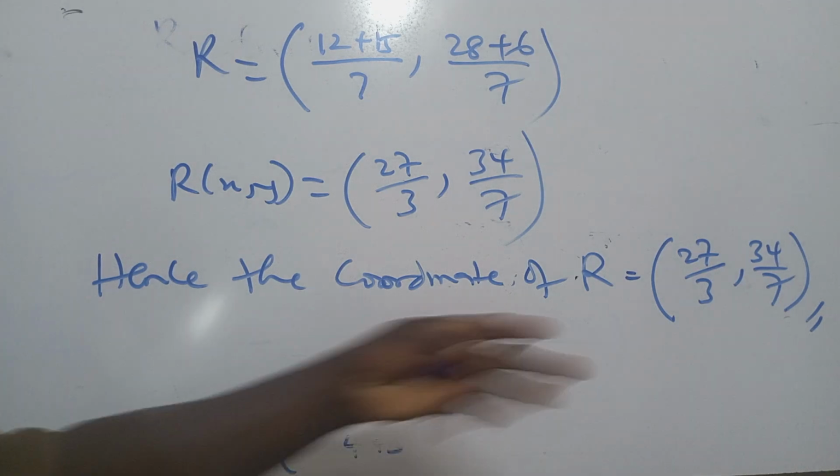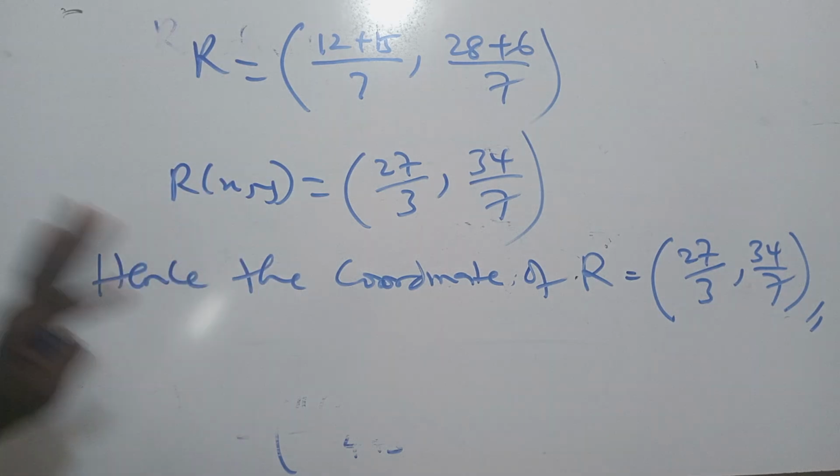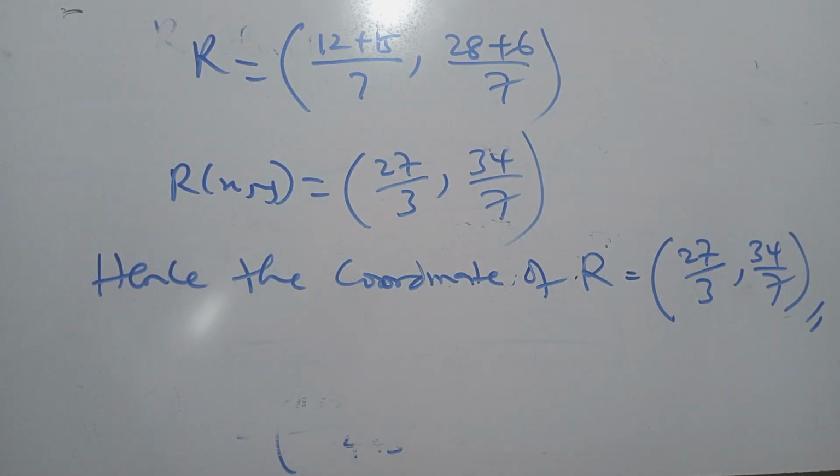In this case, we have a given ratio, so we find the division of the line based on the formula that we have.